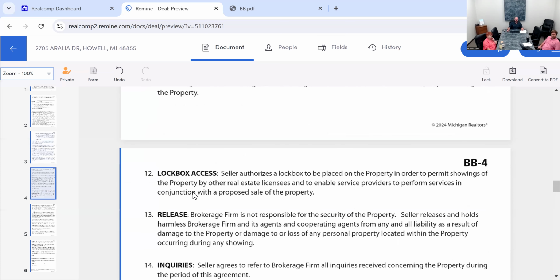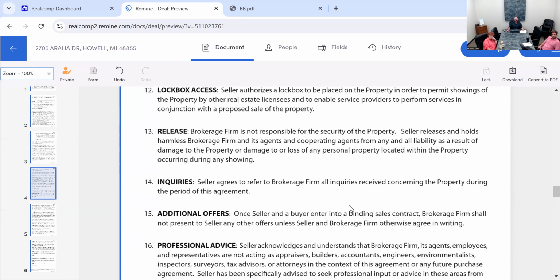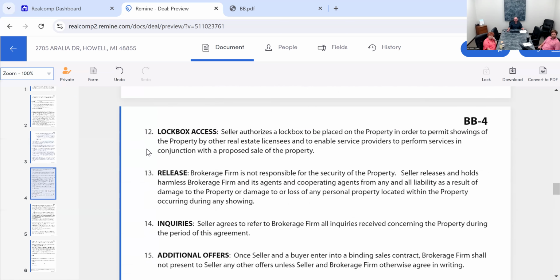Lockbox access. Seller authorizes a lockbox to be placed on the property for showings. Right, and only other real estate licensees to give them access. So you should not be giving out lockboxes, again, based on our listing contract, let alone all of our other rules that prevent us. It's only to other real estate licensees should you give out lockbox access.